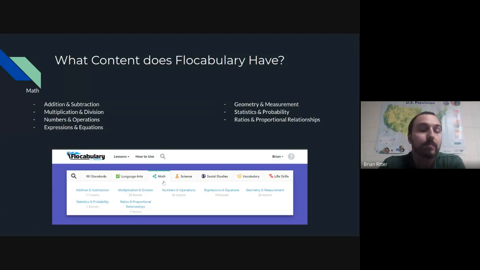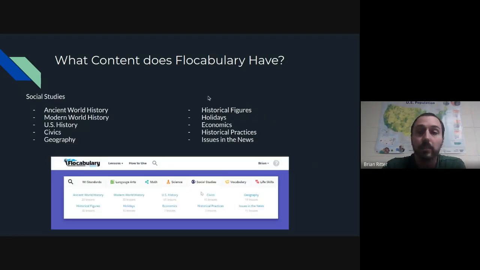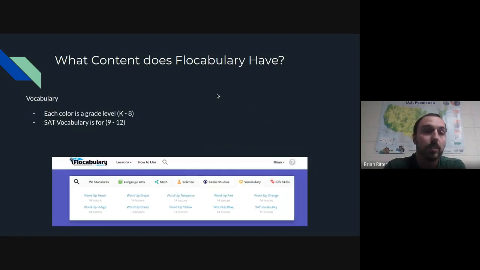So I was able to use that and use some of the resources that they had along with it. In math, they have everything from addition, subtraction, multiplication, and division, up to statistics, probability, geometry, ratios, proportional relationships. So lots of different resources in math. In science, they have life science, earth and space science, physical science, technology and engineering, and scientific practices. In social studies, we have ancient and modern world history, U.S. history, civics, geography, historical figures, holidays, economics, historical practices, and issues in the news.